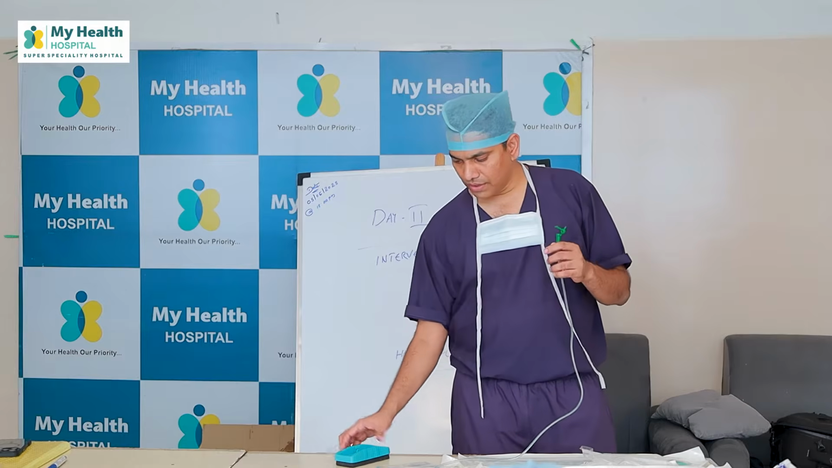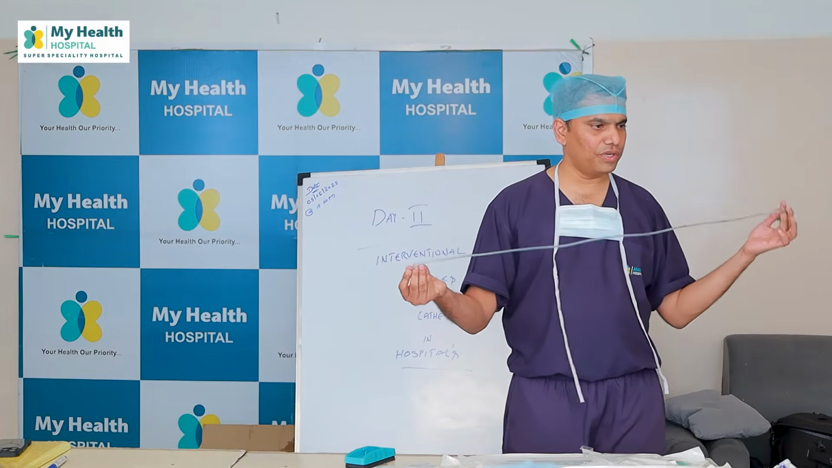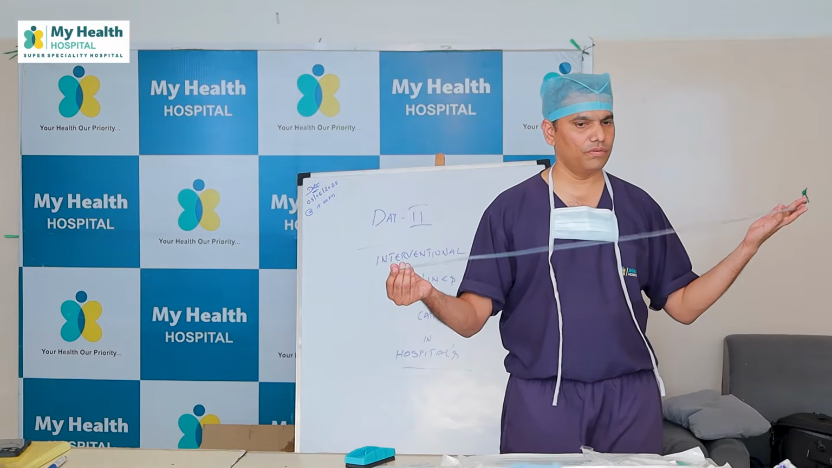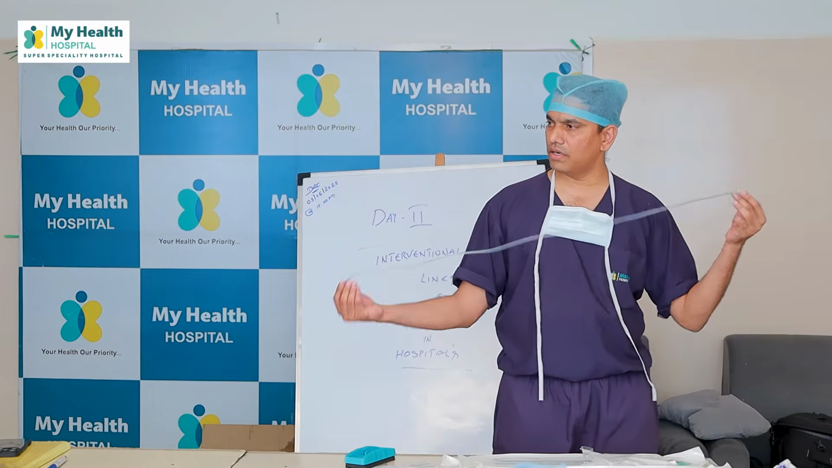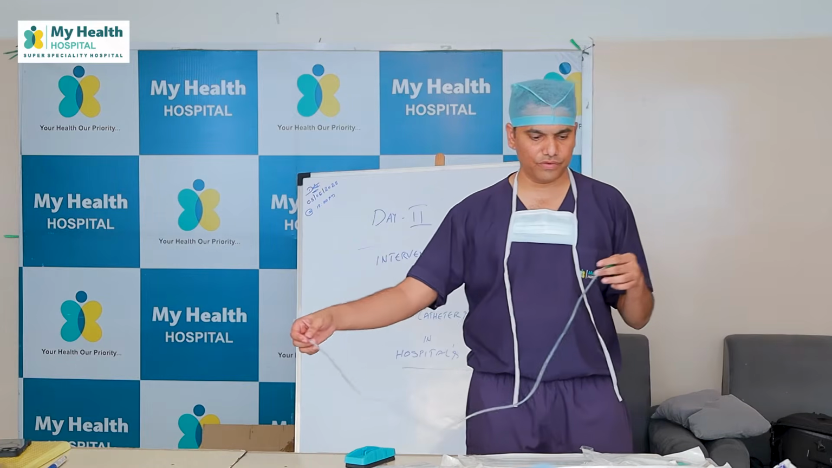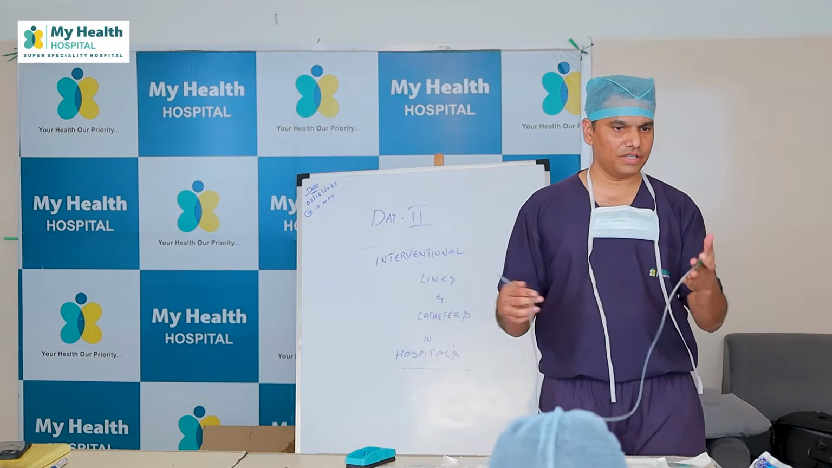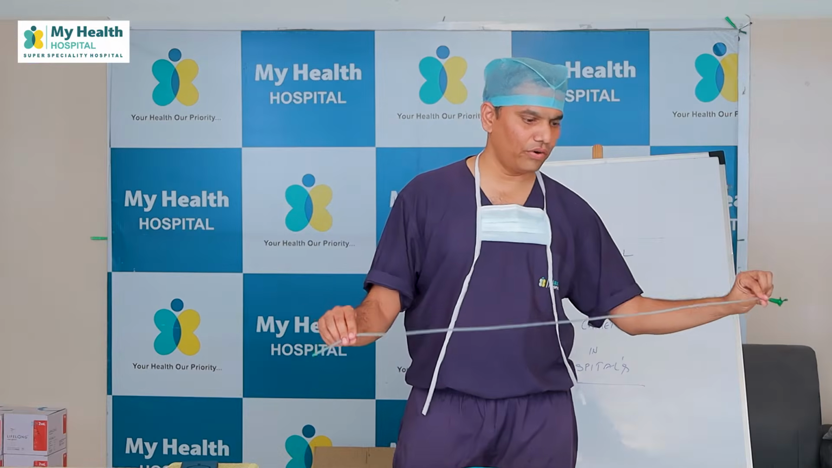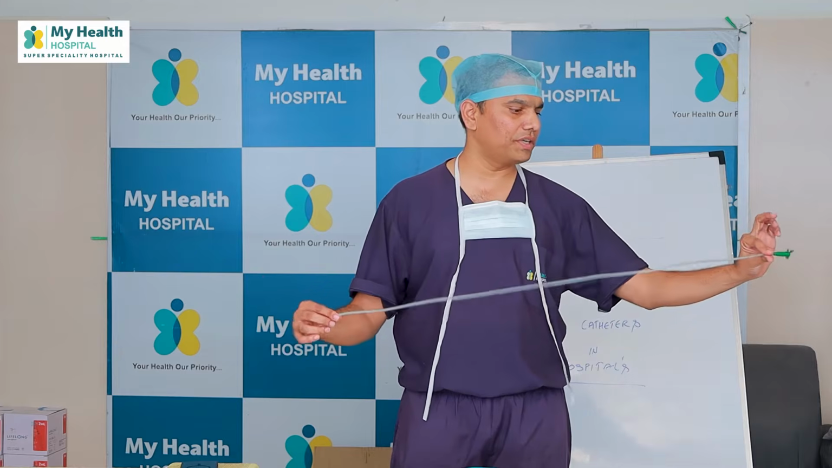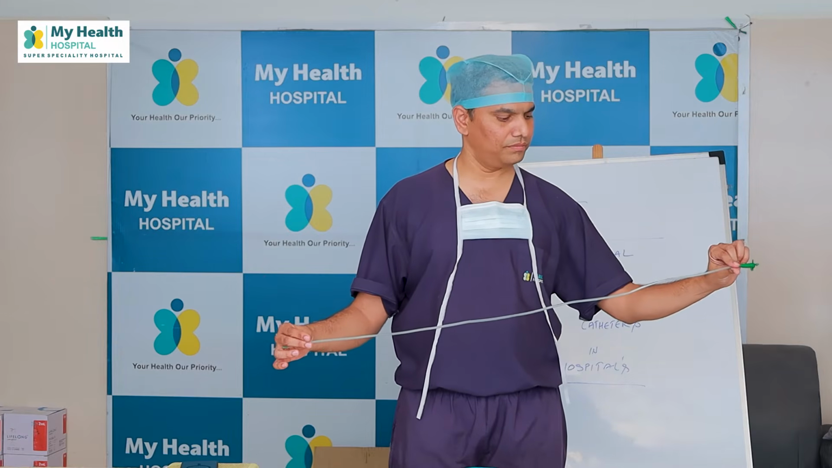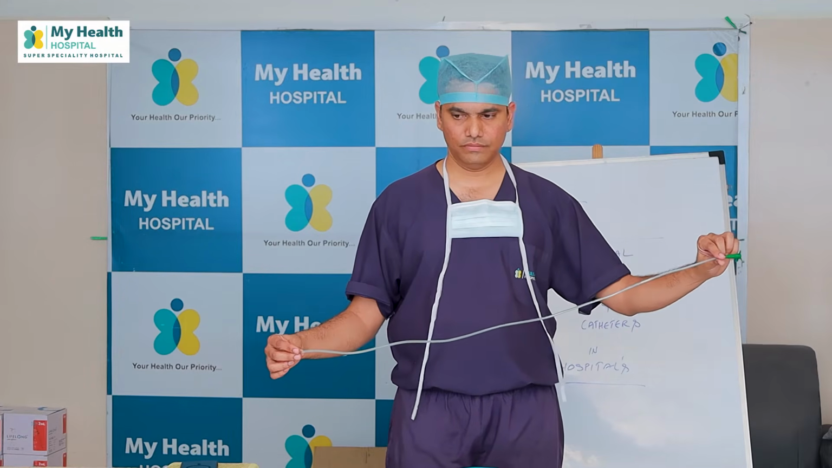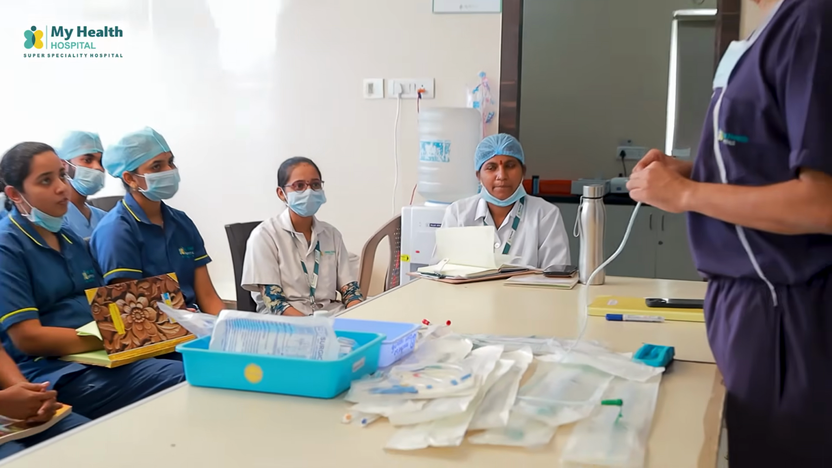Second, what causes the most confusion? Ryle's tube. And what is the common other line that we get confused with? Suction tube. In the suction catheter, how will it look? How do you identify a suction tube? How do you differentiate a suction tube from the Ryle's tube? The suction catheter has a side with the tip open.